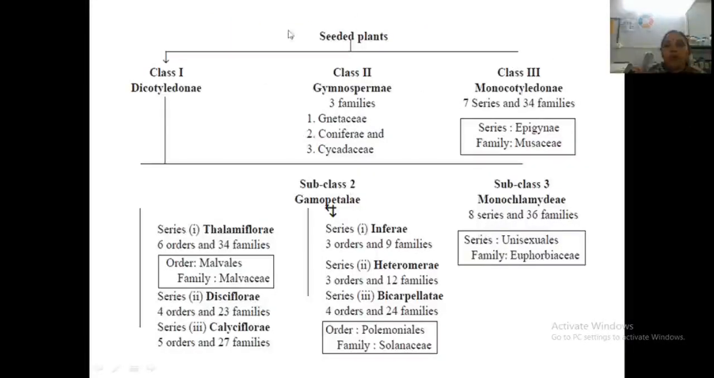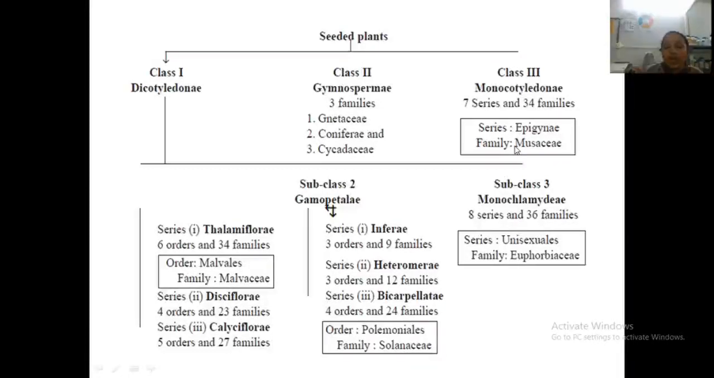So you can see an outline of the Bentham and Hooker system of classification. Seed plants divide into 3 classes: Dicotyledones, Gymnospermae, Monocotyledones. Class 1 Dicotyledones divides into 3 subclasses: subclass 1 Polypetalae, subclass 2 Gamopetalae, subclass 3 Monochlamydeae. Subclass 1 Polypetalae divides into series 1 Thalamiflorae, having 6 orders and 34 families. Then series 2 Disciflorae, series 3 Calyciflorae. Subclass 2 Gamopetalae: series 1 Inferae, series 2 Heteromerae and series 3 Bicarpellatae. Clear? Then subclass 3 Monochlamydeae divides into 8 series and 36 families. Class 2 Gymnospermae: Metaceae, Coniferae, Cycadaceae.